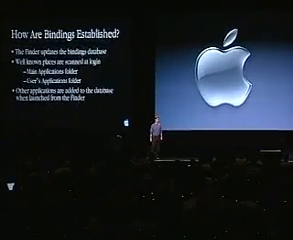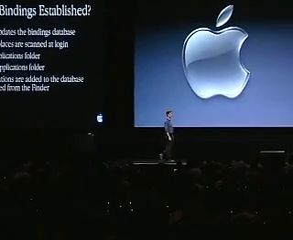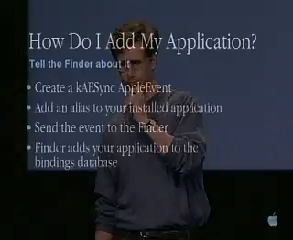Whenever an application is launched by the user, say, right in the Finder, you double-click on an application or you double-click on one of its documents, the Finder will make sure that that application is in the bindings database. Obviously, if you double-click on one of the documents, it must already be in there. But if you launch the application, it will get added to the bindings database. But you also need a way to install your application and make sure it gets added to the database. And the way you do that today is you need to tell the Finder about it.